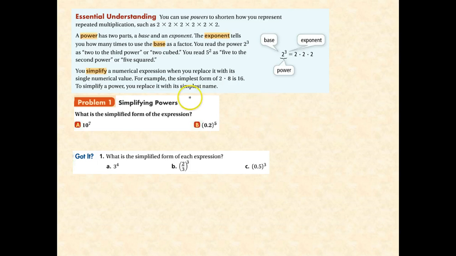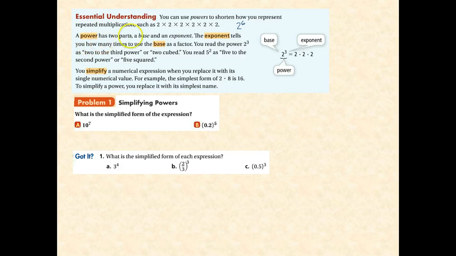So we need to understand powers. Powers is a way to represent repeated multiplication, like 2 times 2 times 2 times 2 times 2 times 2. It's multiplied 1, 2, 3, 4, 5, 6 times. So we would call that 2 to the 6th power.